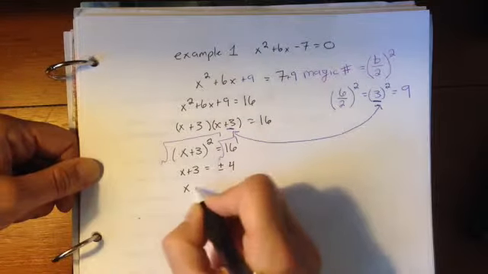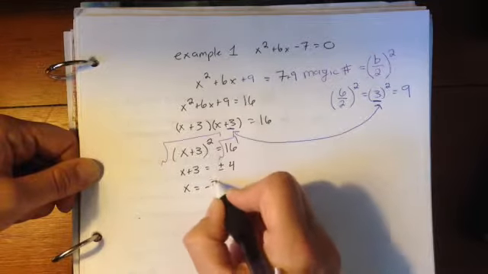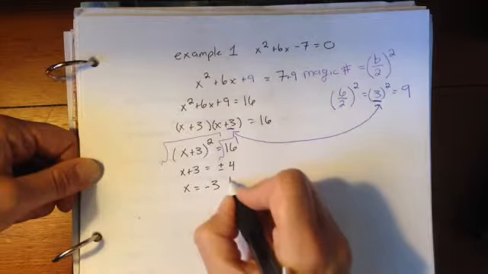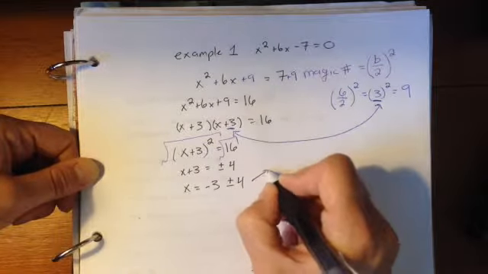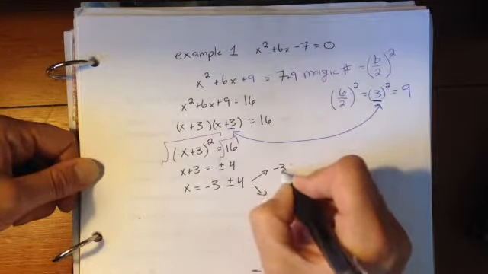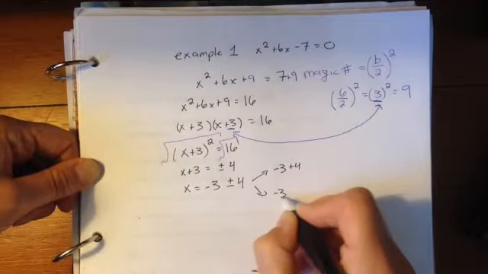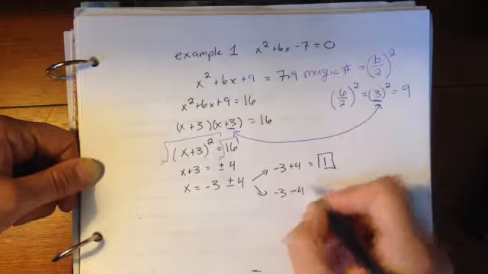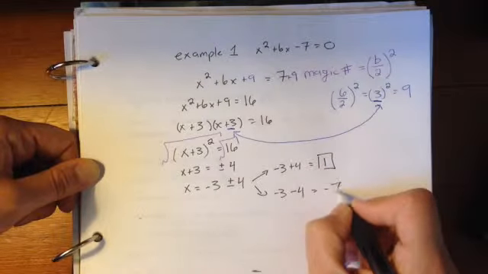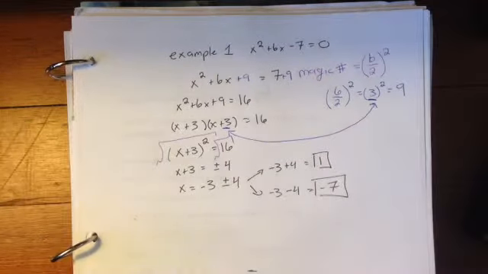Then I can subtract 3 from both sides to give me x equals negative 3 plus or minus 4, and that gives me my two solutions. It's negative 3 plus 4 and negative 3 minus 4. So x is 1 or negative 7. And those are the two solutions to that equation.